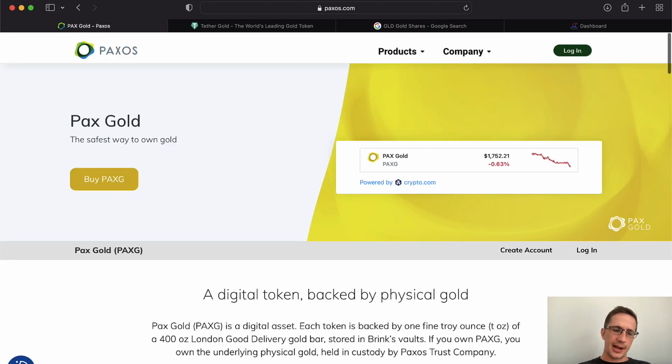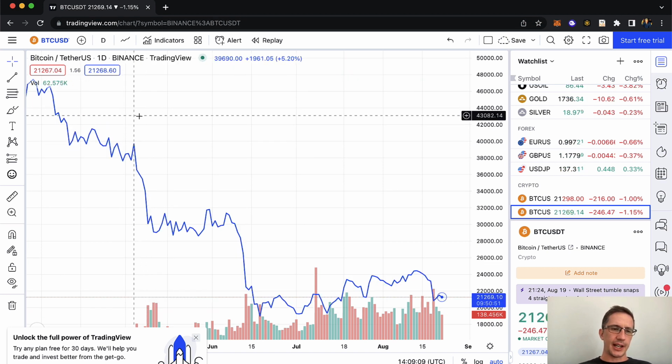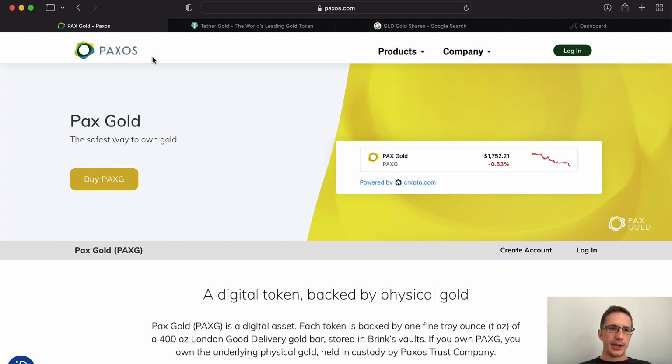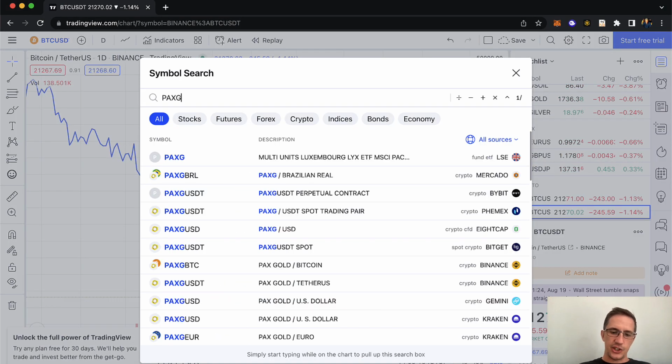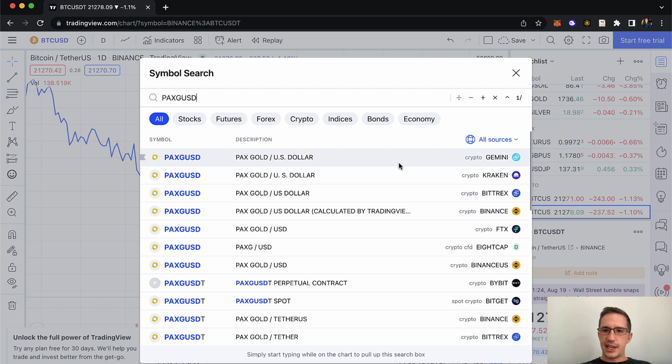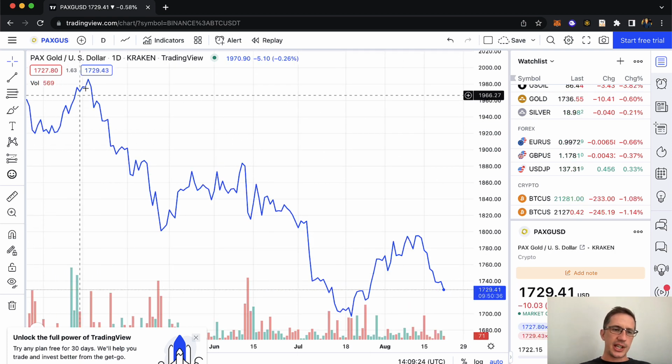So if we head over to TradingView, actually, I've got a chart up here. We're going to kill this chart. So I'm just going to put in here a line chart. And I'm going to put in Paxos Gold, which the ticker for that is PAXG USD. So I'll just pull this based on Kraken or Gemini. Take a pick. I'll just pick Kraken. Why not? So here's Paxos Gold.